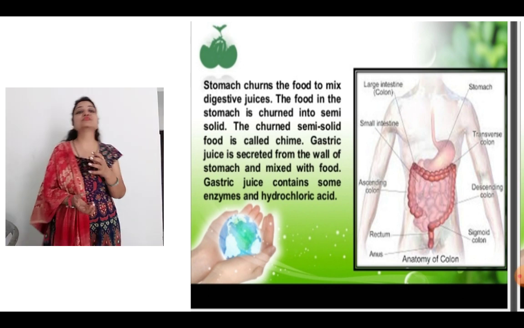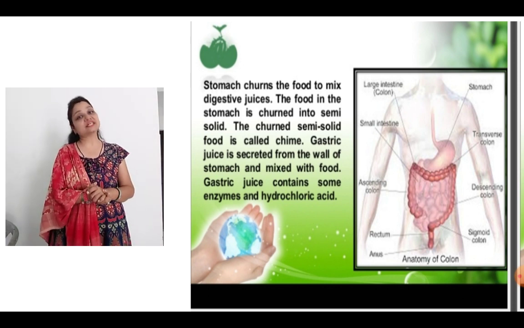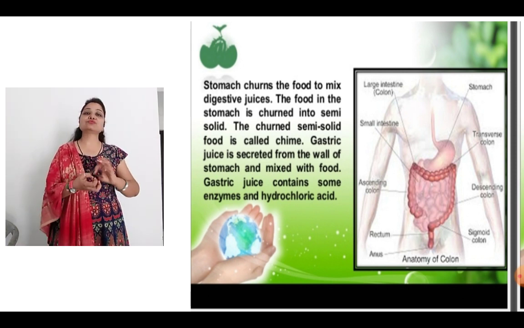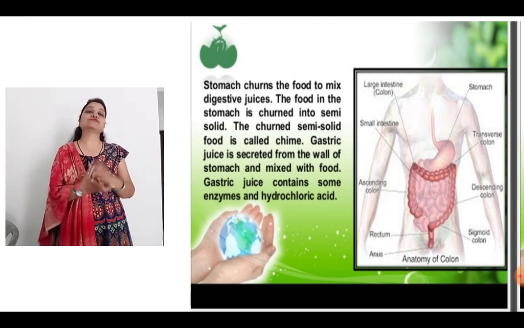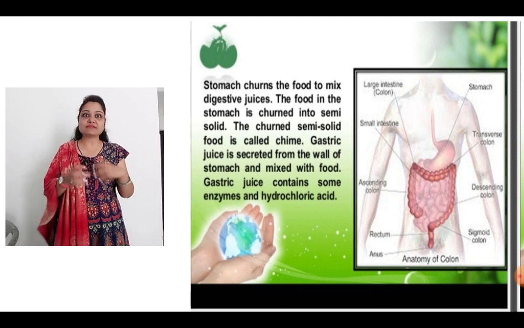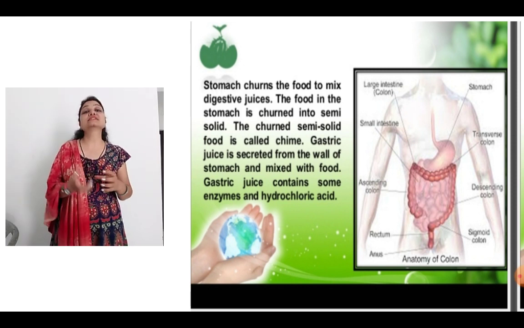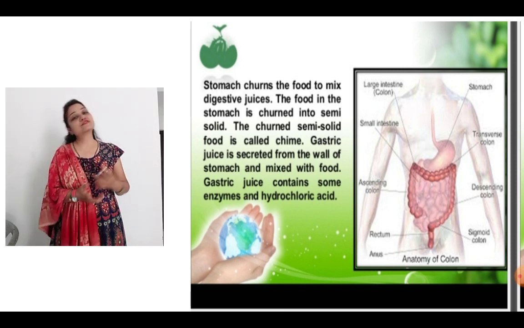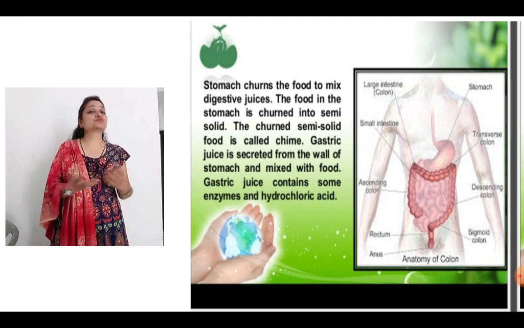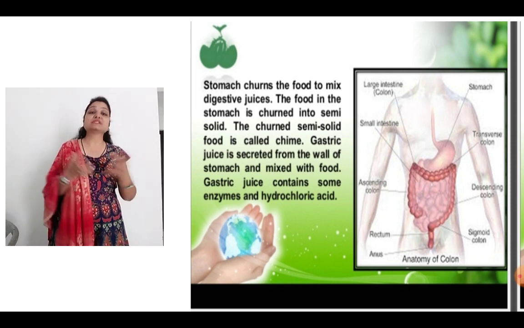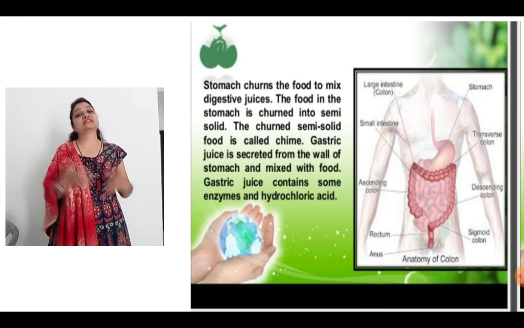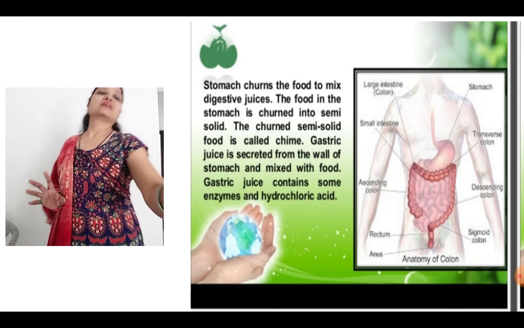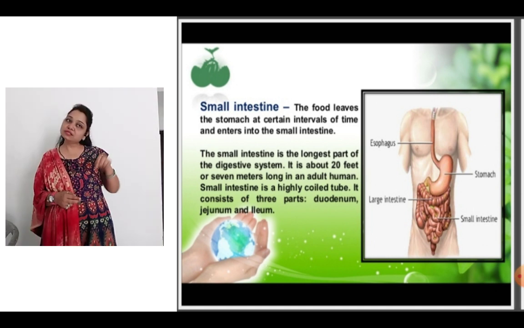Now the stomach churns the food to mix the digestive juices, a mixing type of work. The food in the stomach is churned into semi-solid. This churned semi-solid food is called chyme. Gastric juices are secreted from the wall of the stomach and mixed with the food. These gastric juices contain some enzymes which support the digestion, as well as hydrochloric acid. So this is all which is happening in the stomach. Got it? Now from the stomach, the food goes into the small intestine.